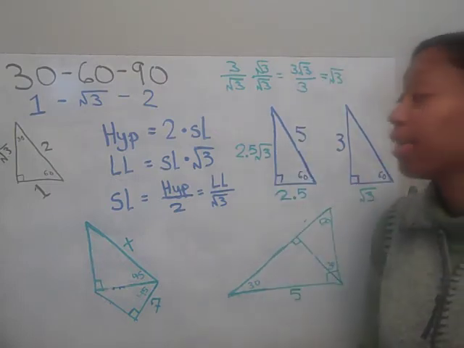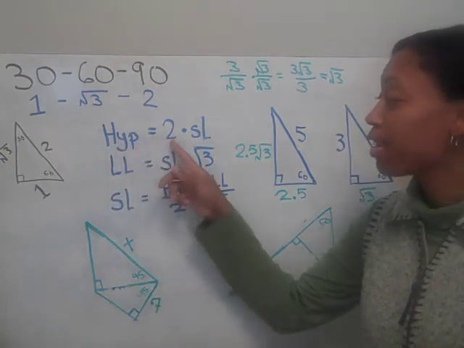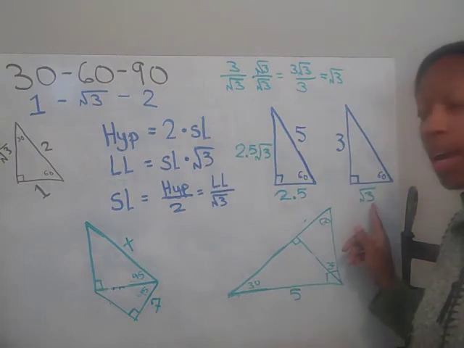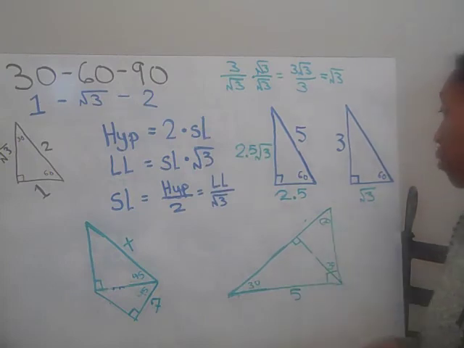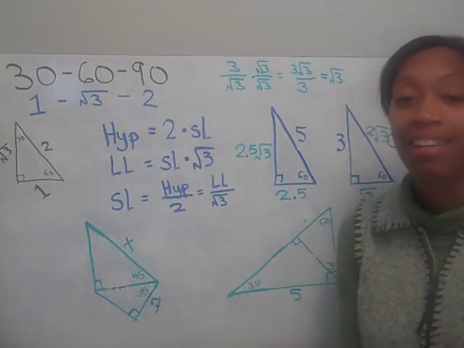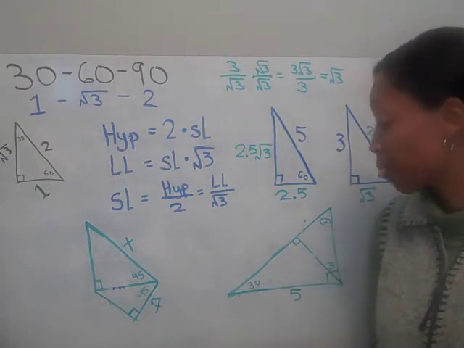Now let's find the hypotenuse. The hypotenuse is 2 times the short leg. That's 2 times the short leg, square root of 3. And I found all the sides. Let's look at a harder example.